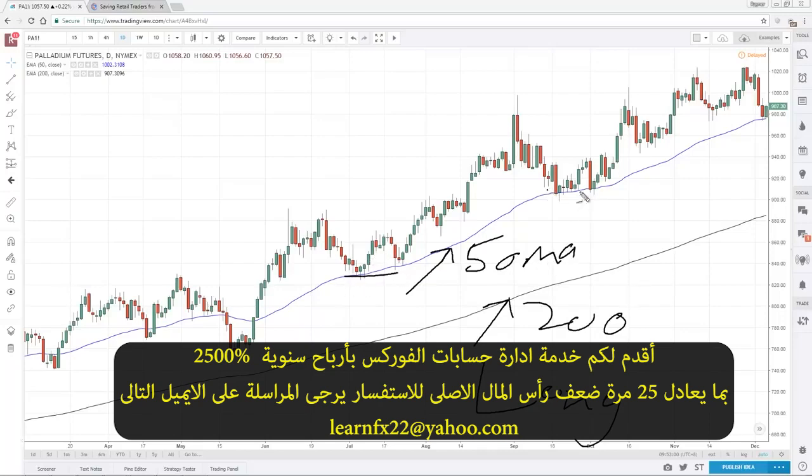Bounced once, twice, and it came back here a third time again. So at this point, I'm looking for an entry because clearly this market respects the 50 period moving average. This is the area of value, this area over here that I've shaded. So what do I look for in the entry?